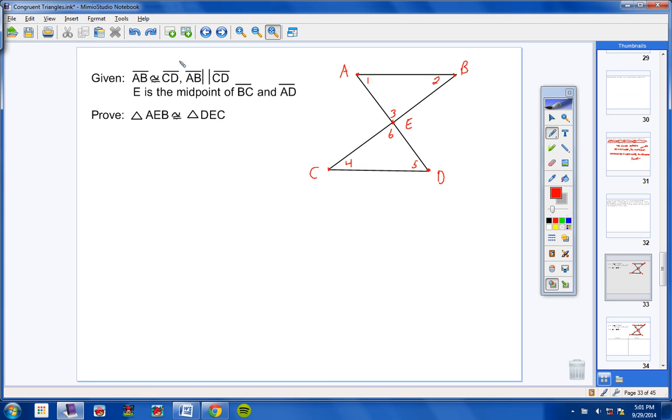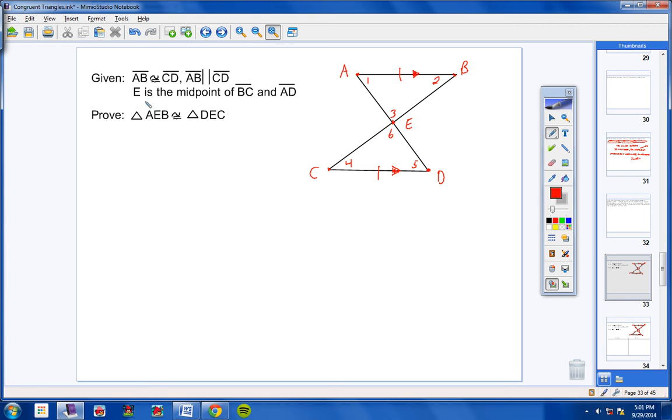First thing we're going to do is pick up all of our given right here, and put it on our figure over here. So watch this carefully. AB is congruent to CD. So I'm going to put a mark here and a mark here. AB is parallel to CD. So when you're doing a proof like this, pick up all of your given and write it onto your figure, okay? So AB is parallel to CD.